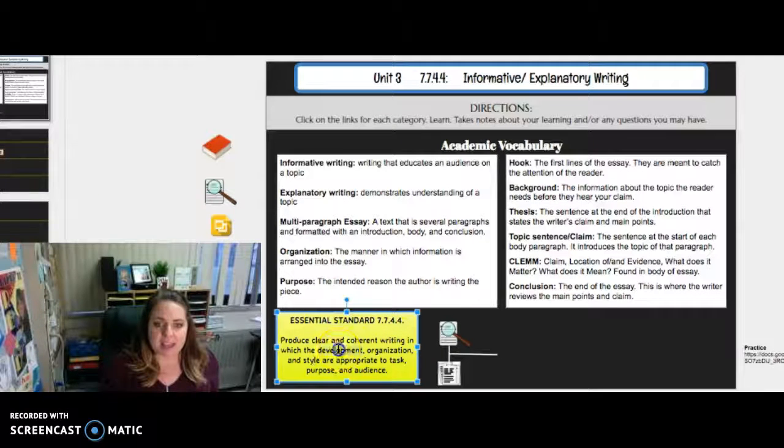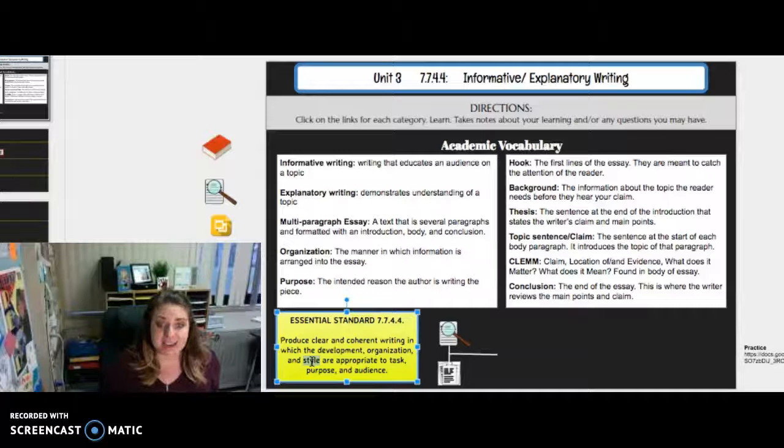So when we look at this now from the beginning, we know what produce clear and coherent writing means. We need to create essays that make the message clear and that are developed or that progress from beginning to end in the right way. And then organization, when we organize an essay, people expect to see things in certain places. And so we need to make sure that our essays are organized. And I'll show you an illustration for that in just a moment.